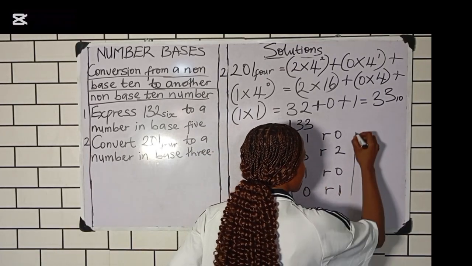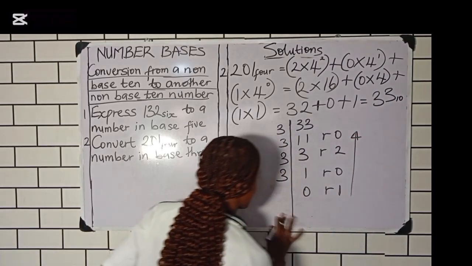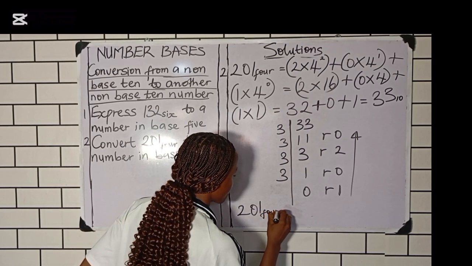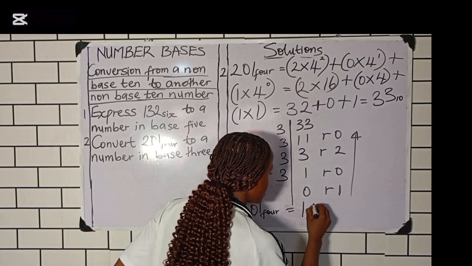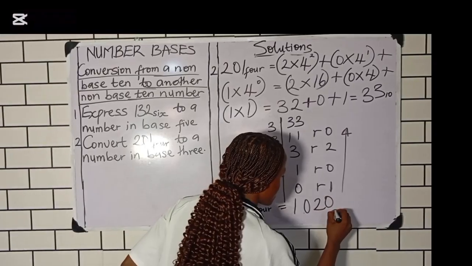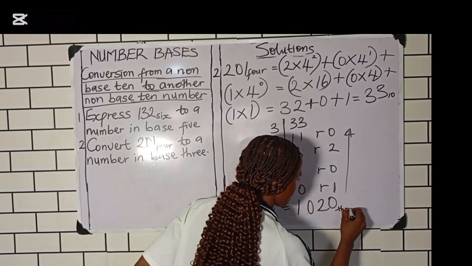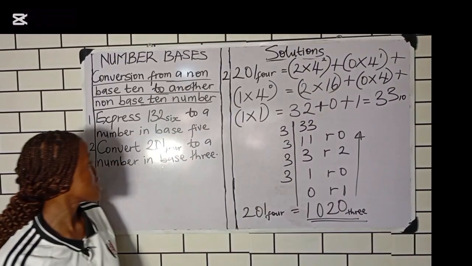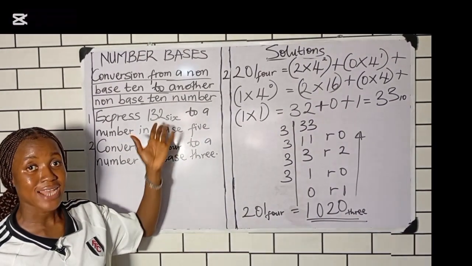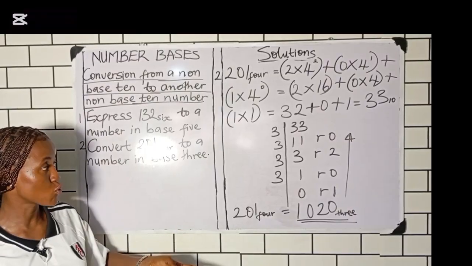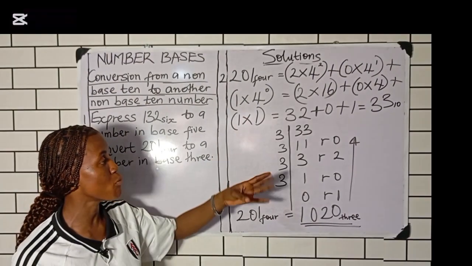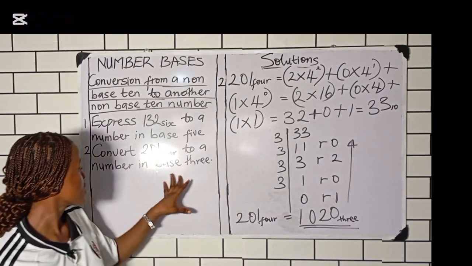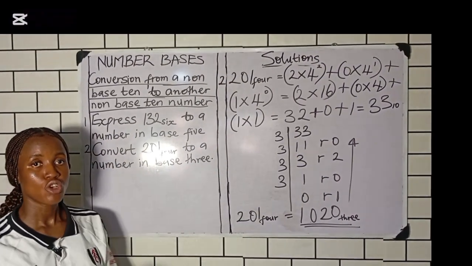Your arrow. Now, this 201 in base 4 is equal to 1020 in base 3. You have seen it. Once you are given any number in a base other than 10 and you have to convert it to another base other than 10, what you have to do is first of all convert that number to base 10. Then from base 10, convert it to the given base you are asked to convert it to.